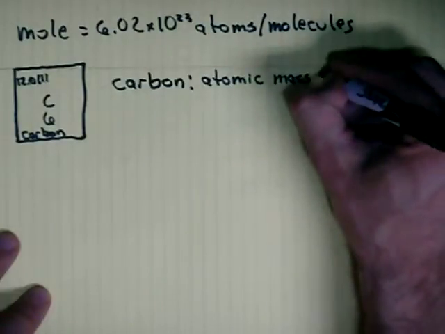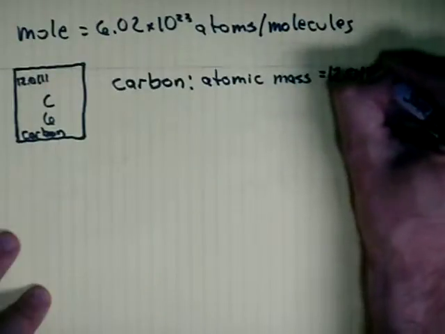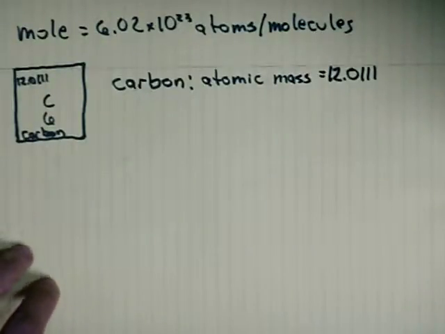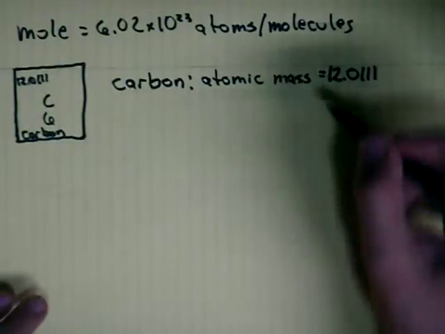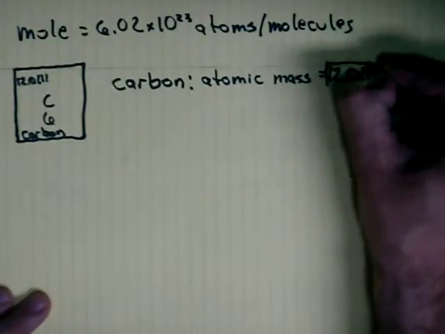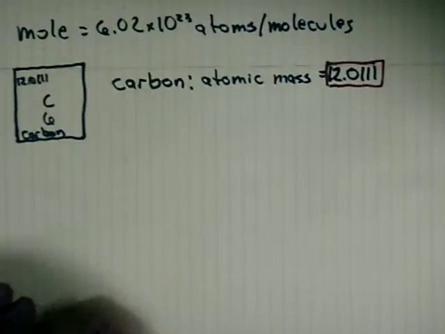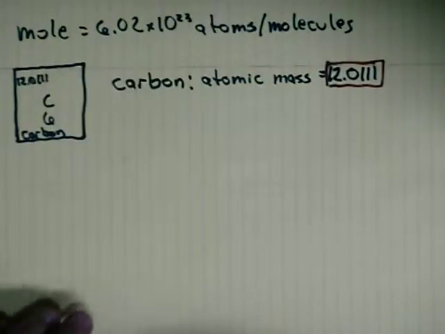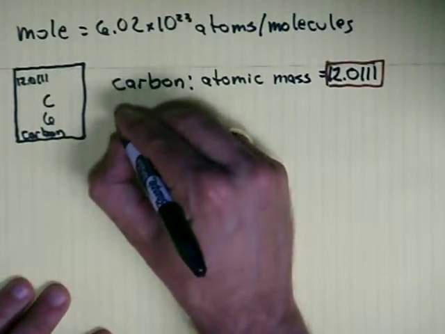And it's equal to, as we can see, 12.011. Might be a little bit different depending on your periodic table, but it's always going to be right in that area there. Atomic mass of carbon. But what that number also is, is the molar mass of carbon.